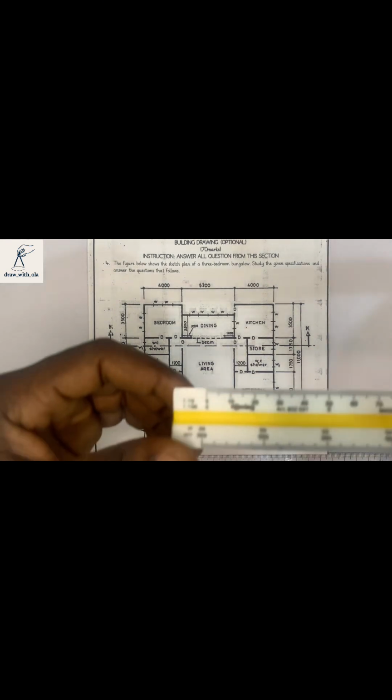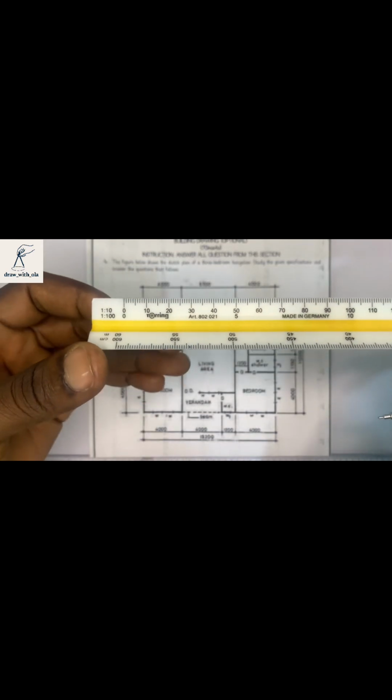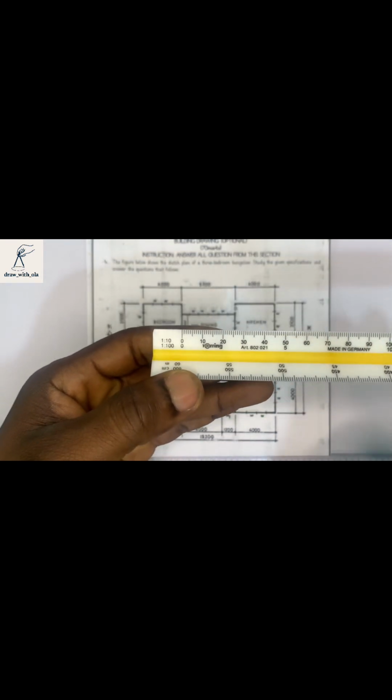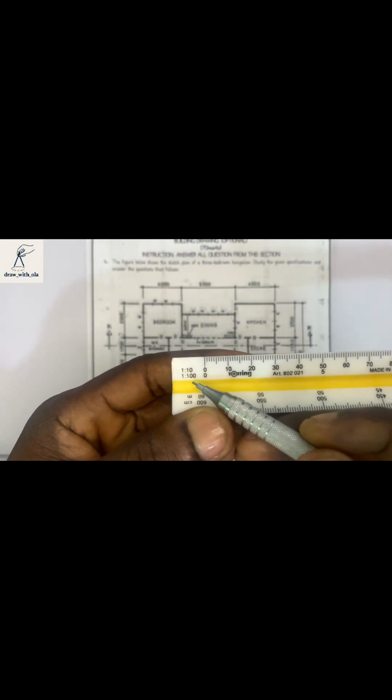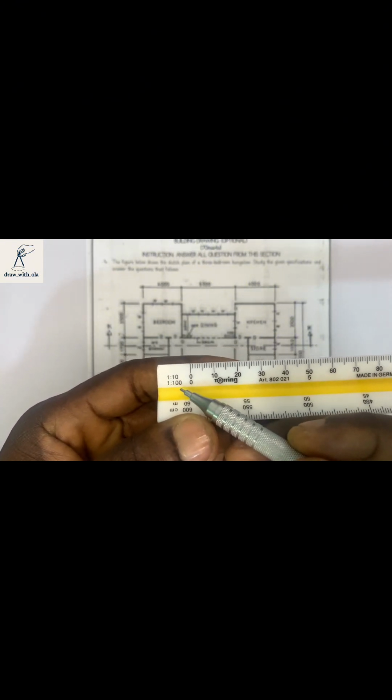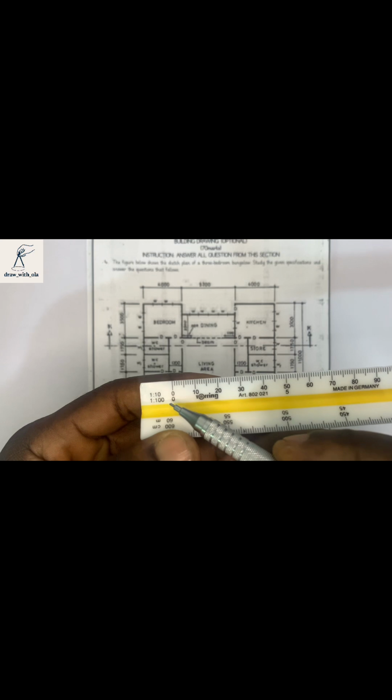So for the floor plan, we were asked to draw in scale 1:100. Quickly, let me explain that to you. So over here, I have my scale rule, okay? And as you can see, this is in scale 1:100. Okay, so we're going to be taking dimensions for the floor plan with this side of the ruler.